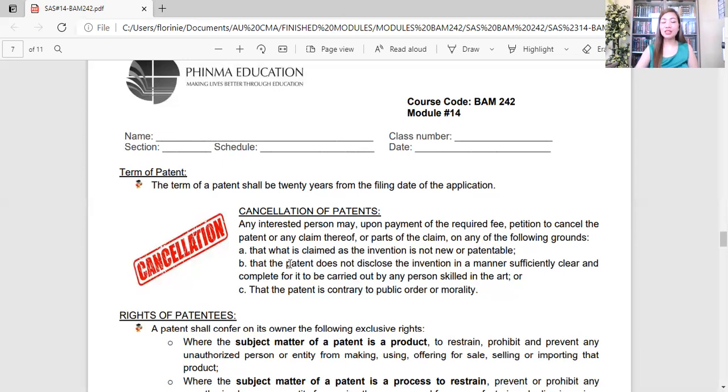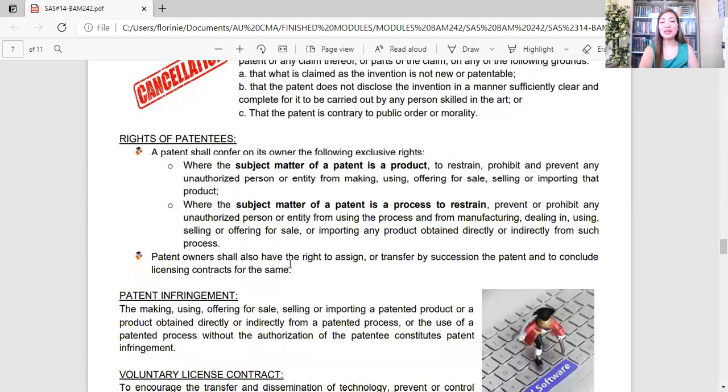Ayan. So, rights of patentees. Ano nga ba yung karapatan ng isang tao na nakakuha ng patent? Ayan. A patent shall confer on its owner the following exclusive right. Where the subject matter of a patent is a product, to restrain, prohibit, or prevent any unauthorized person or entity from making, using, offering for sale, selling, or importing that product.